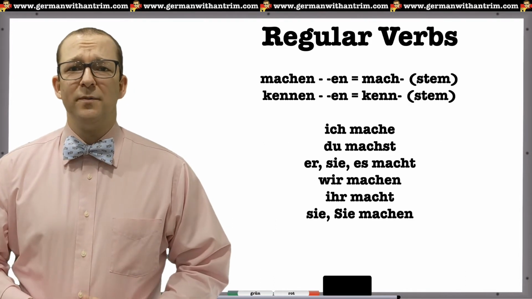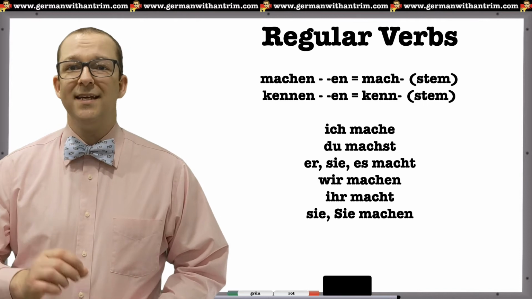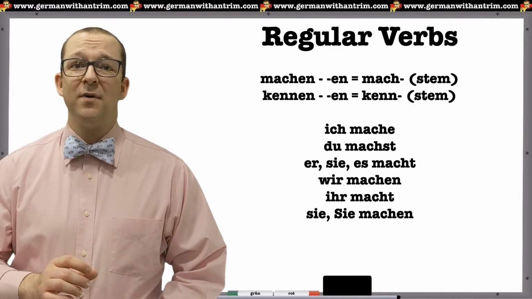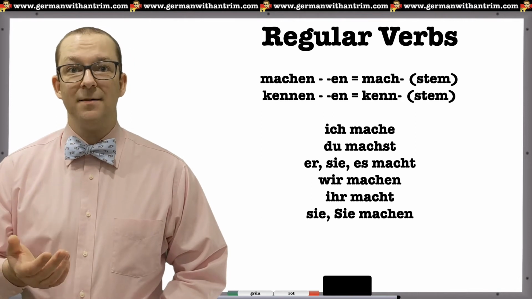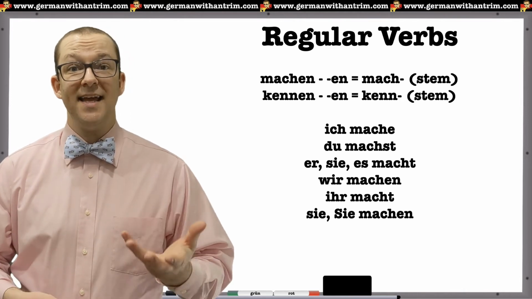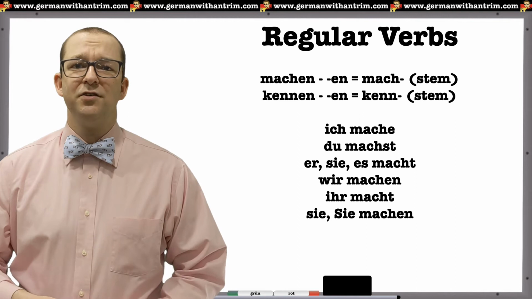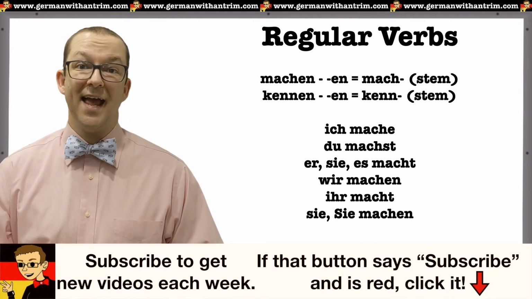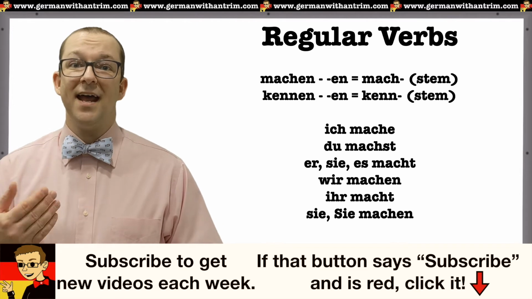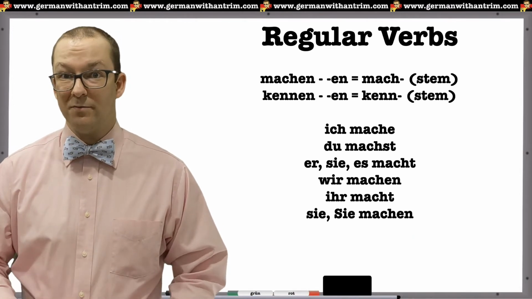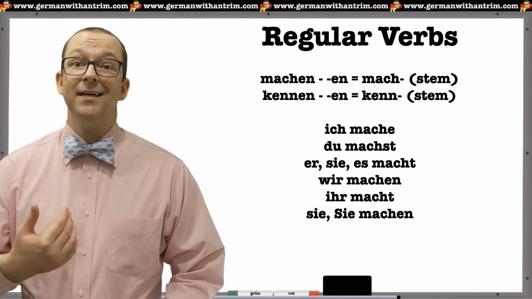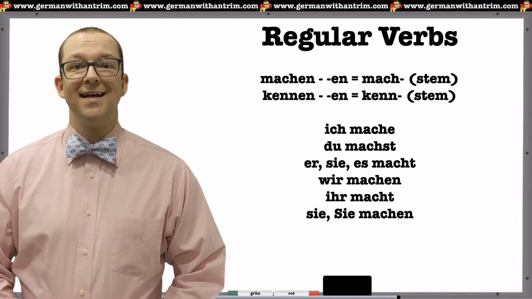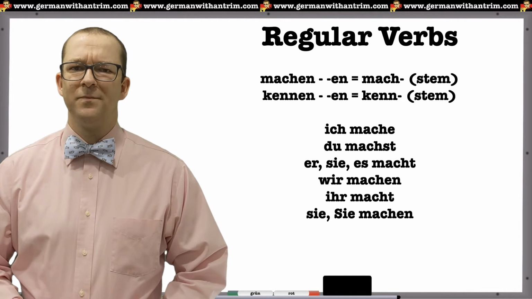The stem of a verb is the part of the verb before the ending of en or n in the infinitive form. So the stem of machen is mach, and the stem of kennen is kenn. Normally when you change a verb to match the subject of the sentence, you simply remove the en or n from the end of the infinitive and add the ending that corresponds to your subject. For example, ich mache, du machst, sie, er, es macht, and so on.